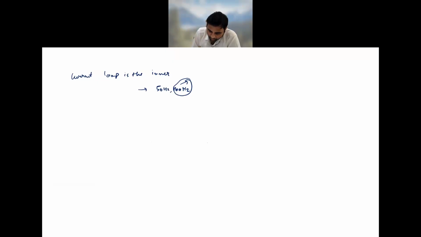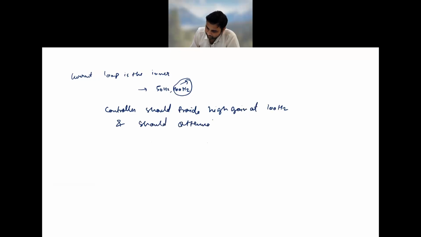So now what you want is that the controller should provide high gain at 100 hertz, and should avoid or attenuate the switching frequency component, the Fsw component. That is what you will get, because you want to just track the 100 hertz.